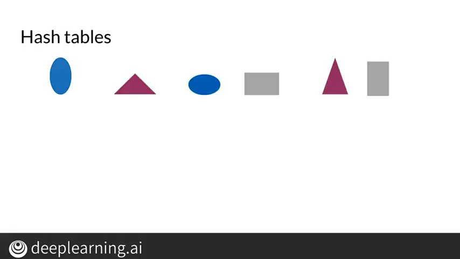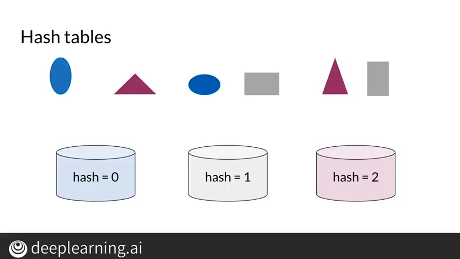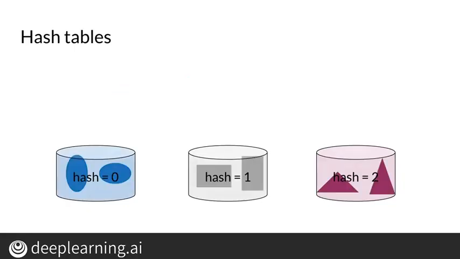So let us say you have several data items and you want to group them into buckets by some kind of similarity. One bucket can hold more than one item, and each item is always assigned to the same bucket. So the result would be these blue ovals end up in bucket number 1, these gray rectangles end up in bucket number 2, and these magenta triangles are assigned to bucket 3.